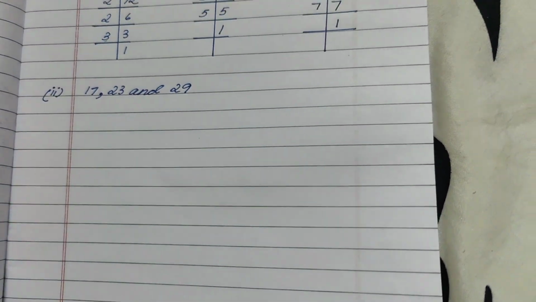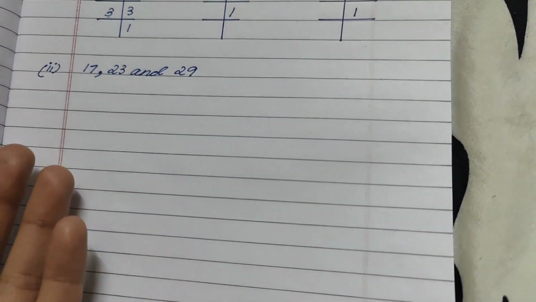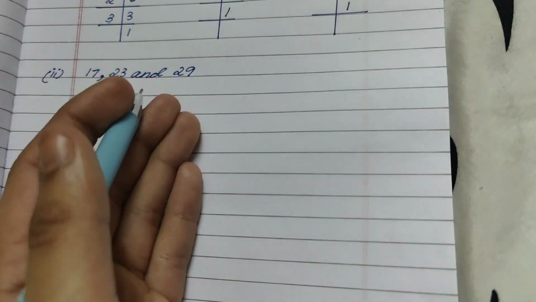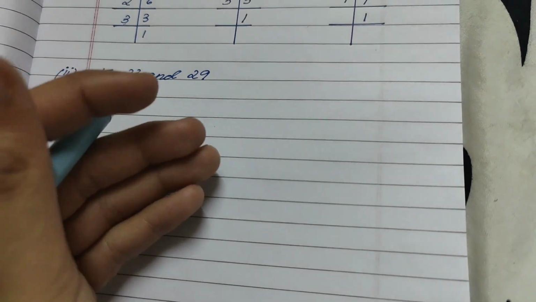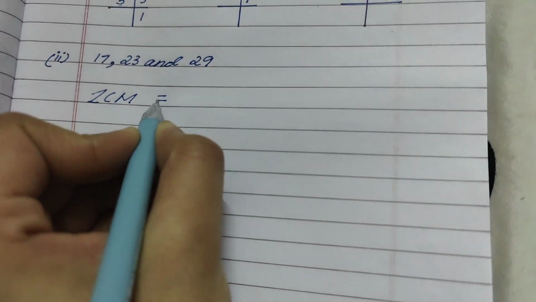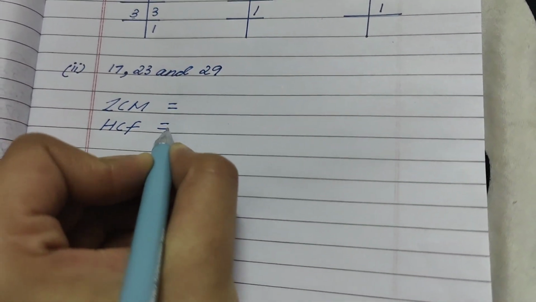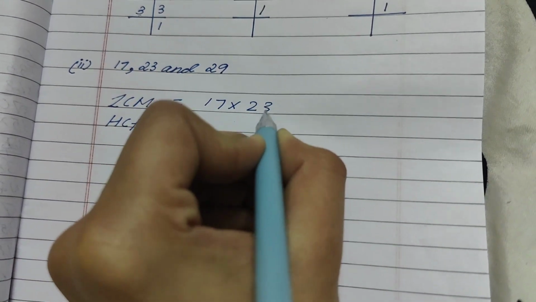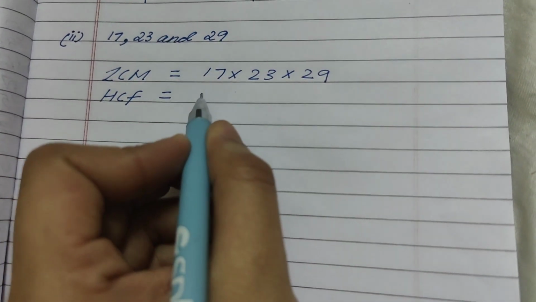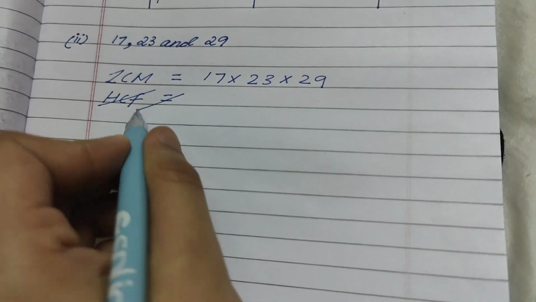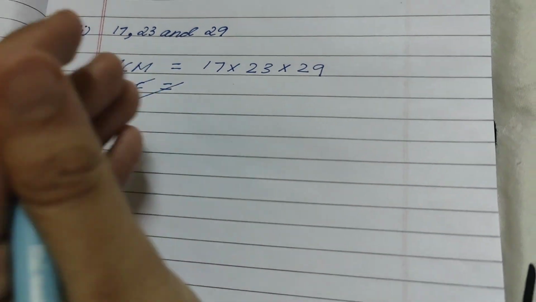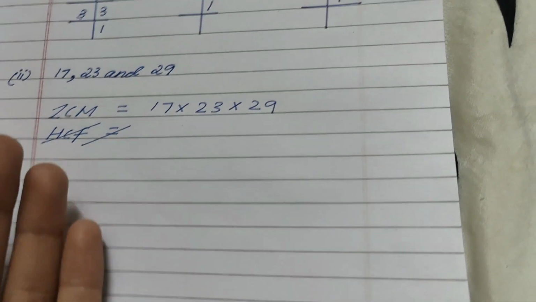Then the second part: it is not even necessary to do the prime factorization. You can do it if you want to, but as you can see, these are just prime numbers and cannot be broken down further. So we will just write LCM and HCF. LCM will be 17 into 23 into 29, and HCF is equal to... there's nothing in common, so it's not even necessary to write HCF because it's just 1. You should write the HCF when there's something in common, or else it's your choice.